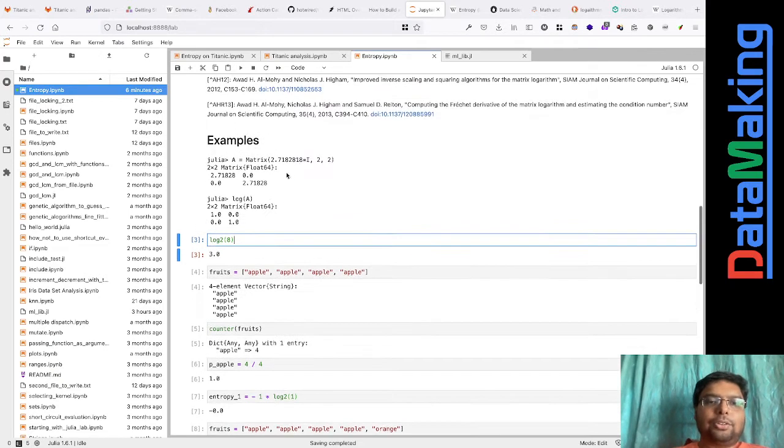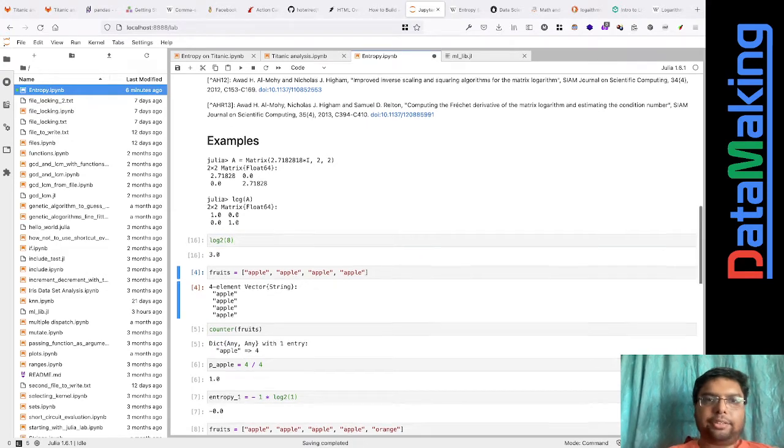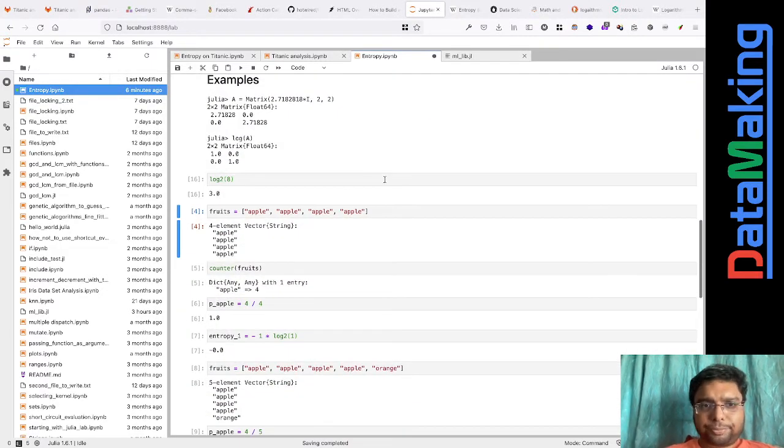So 2 power 3 is 8. So if you put log 2 of 8, it should be 3. So that's how it is, right? And now we'll find out something about entropy.